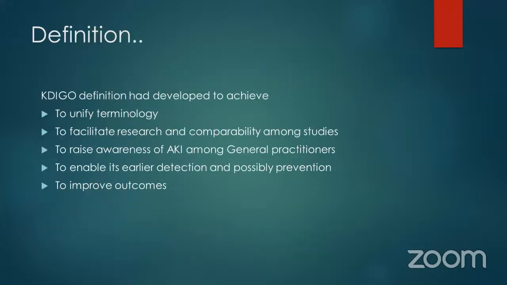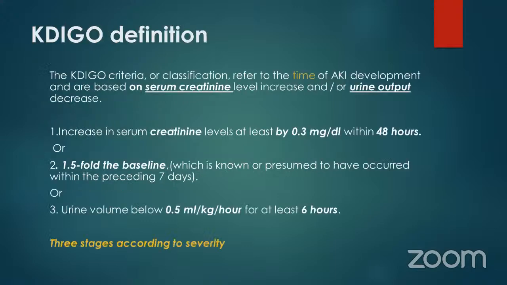What the KDIGO definition has done is unify the terminology so that it can be used in every research and compared among studies. It can raise awareness among general practitioners and enable earlier detection and possibly prevention, and so improve the outcome. The definition itself involves a time factor. It refers to the time of AKI development, and it's based on the increase in serum creatinine level and the drop in urine output.